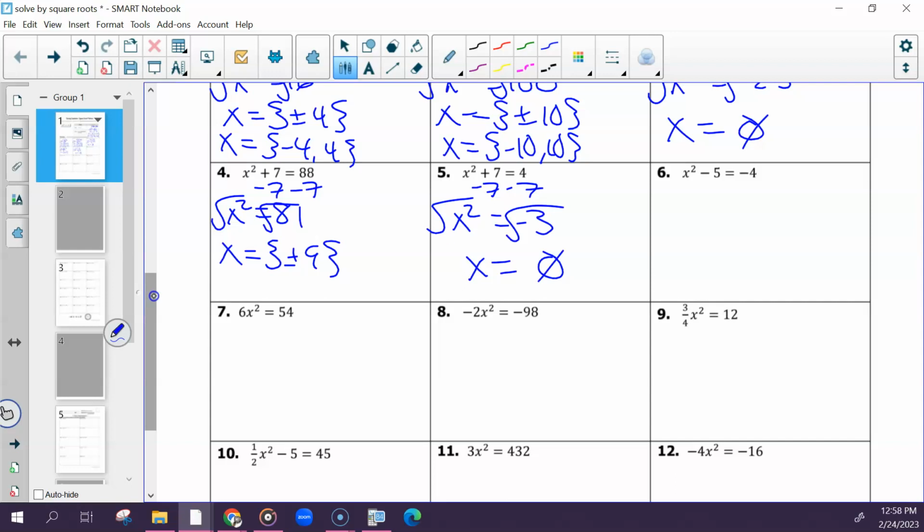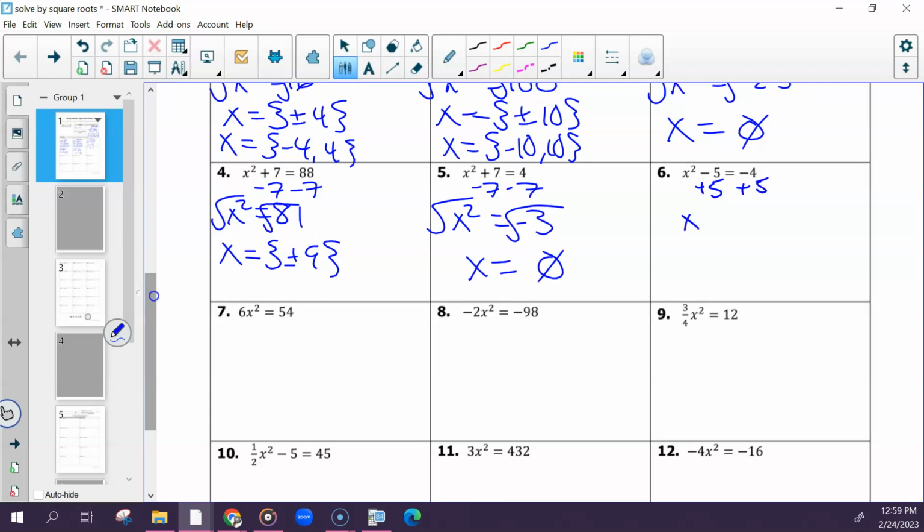So always, even if you think it's going to be no solution, keep going. Isolate the x squared. Sorry. Because it could start off not looking like it's going to be no solution, and then end up becoming that, or vice versa. Alright, let's do this next one.